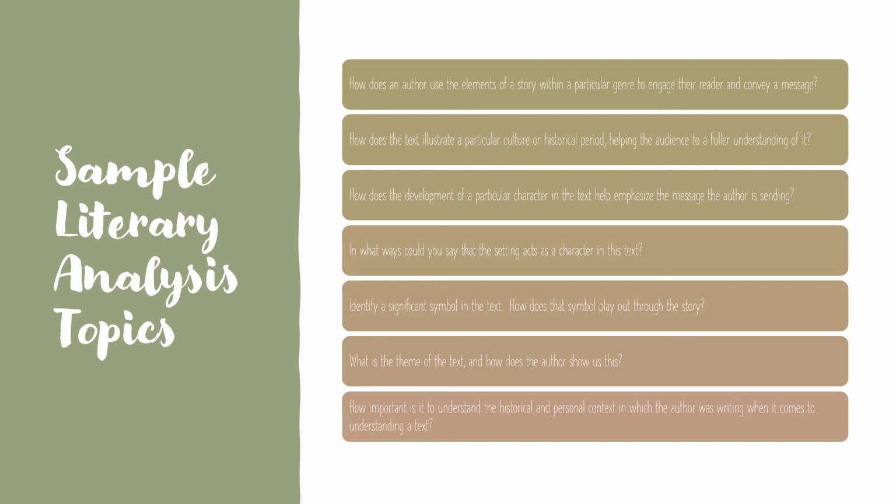Identify a significant symbol in the text, something like maybe light or love or rainbows. How does that symbol play out throughout the story? What's the theme of the text, and how does the author show us this? How important is it to understand the historical and personal context in which the author was writing when it comes to understanding and interpreting a text?